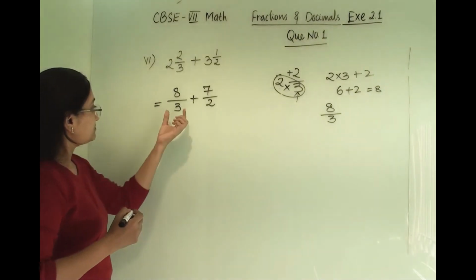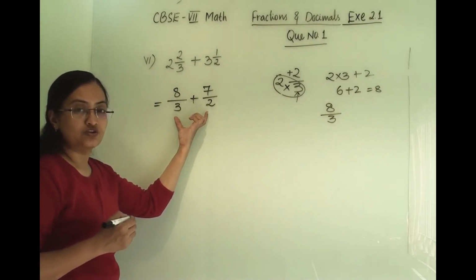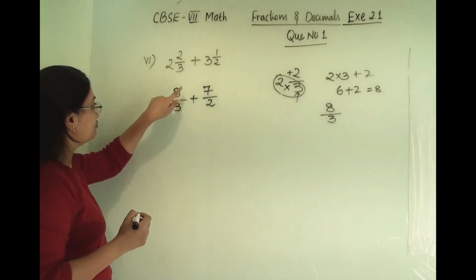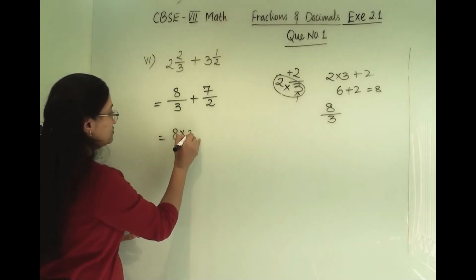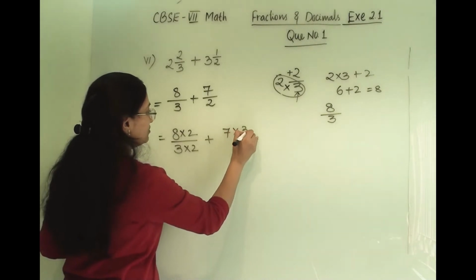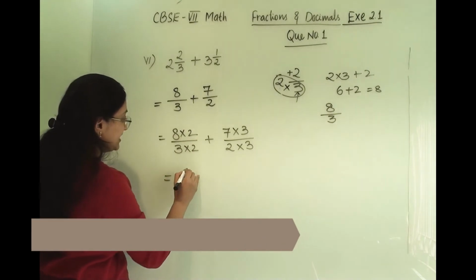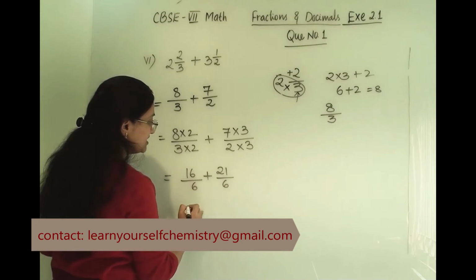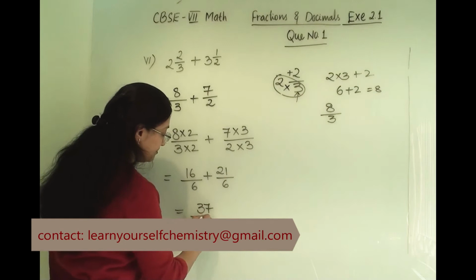Now here, both denominators are different and they are both prime numbers. So how can we convert them into like fractions? We will simply multiply 2 to this fraction and 3 to this fraction. So it is going to be 8 into 2 over 3 into 2, plus 7 into 3 over 2 into 3. Now we will get 16 divided by 6 plus 21 divided by 6. So now let us add them. We will get here 37 by 6.